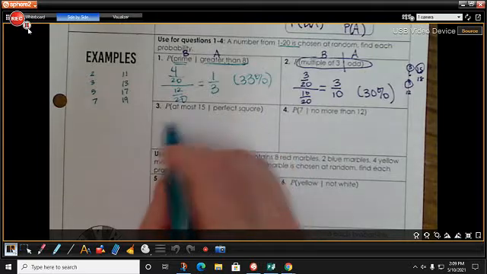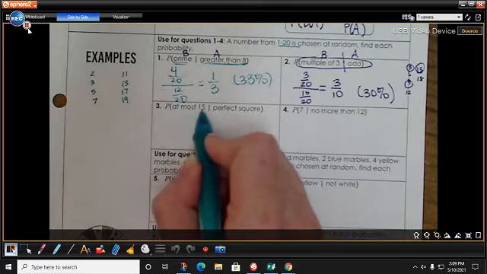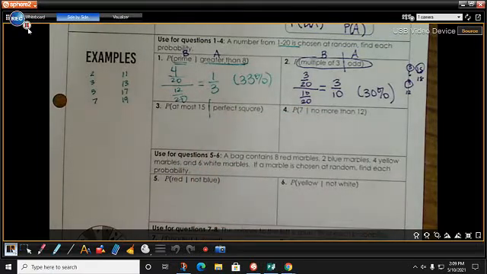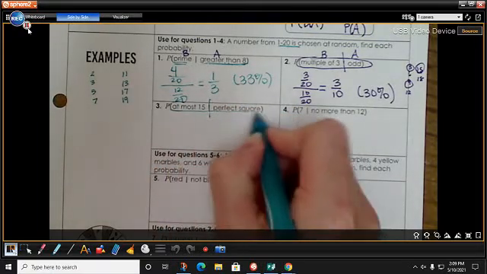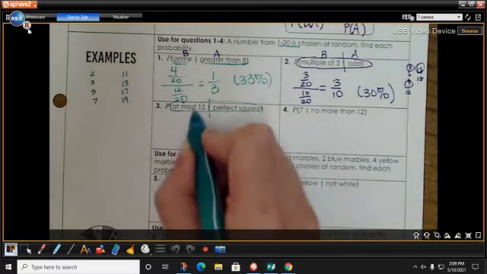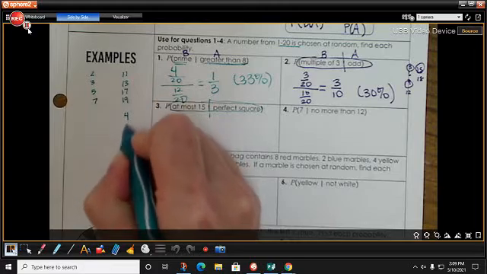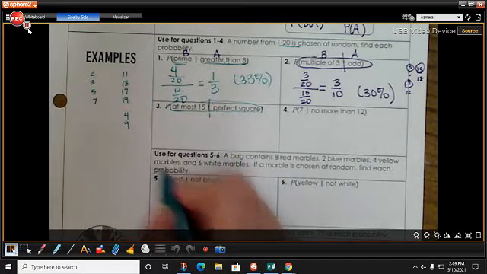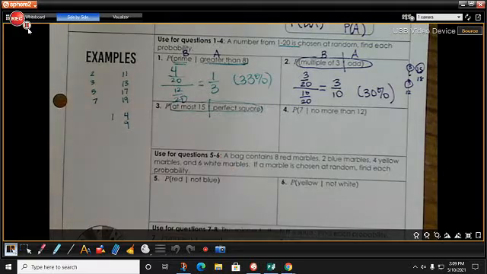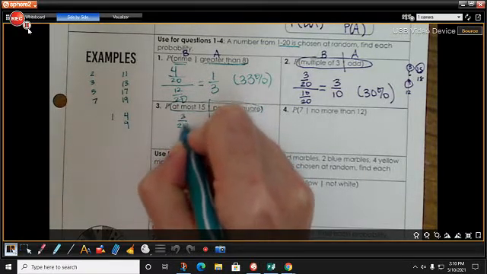For my third conditional probability, I want to know the probability of having at most 15 given that I have a perfect square. The first thing I'm going to do is look for the probability of both things: something that's a perfect square and at most 15. Well, that's going to be 4 and 9, and that's all. Oh, sorry, and 1. 1 is a perfect square. So I have 3 perfect squares out of 20.